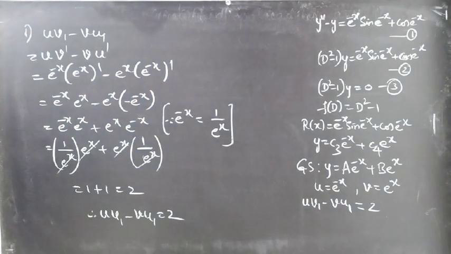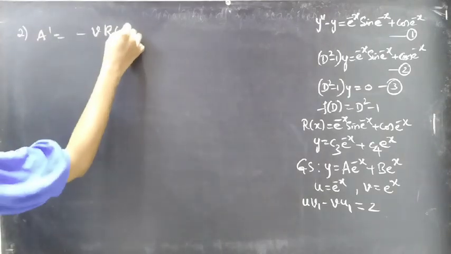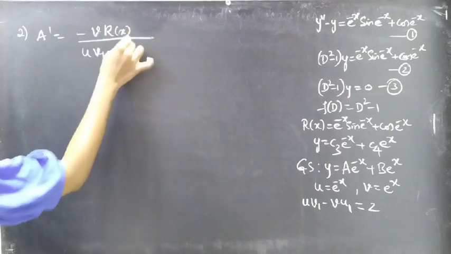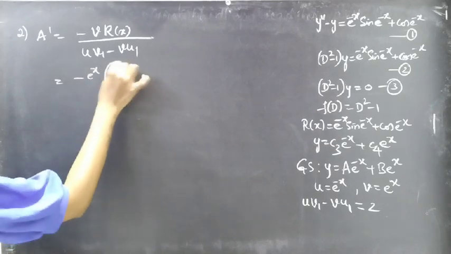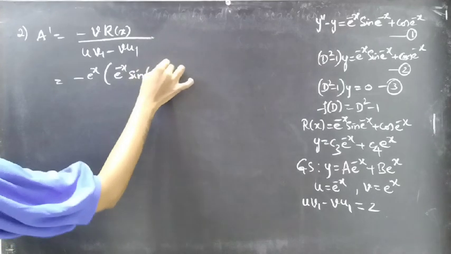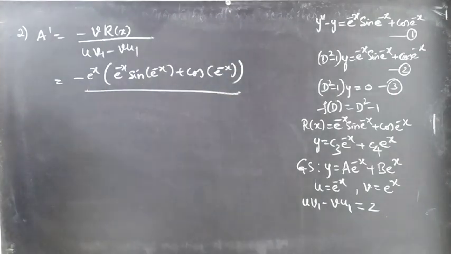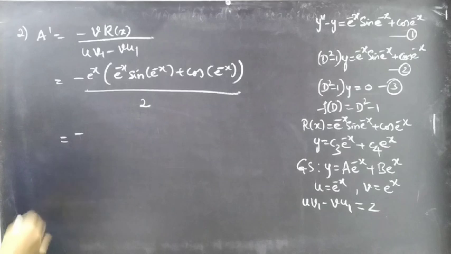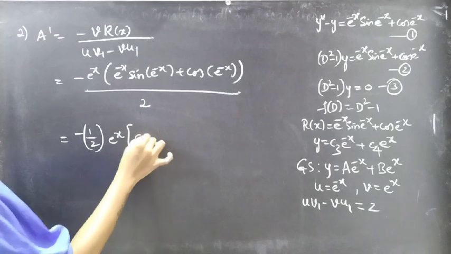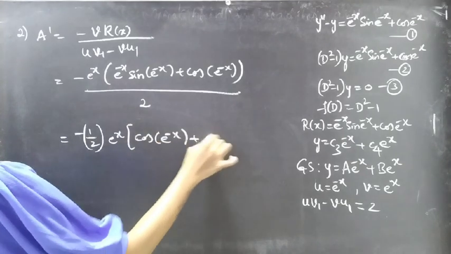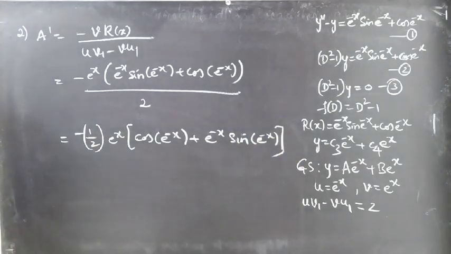Now coming to A dash. A dash is given by minus v into r of x by uv1 minus v1. This is equal to minus v e power x into r of x, e power minus x sine e power minus x plus cos e power minus x, by uv1 minus v1, which is 2. This is equal to minus 1 by 2 into e power x into cos e power minus x plus e power minus x sine e power minus x.